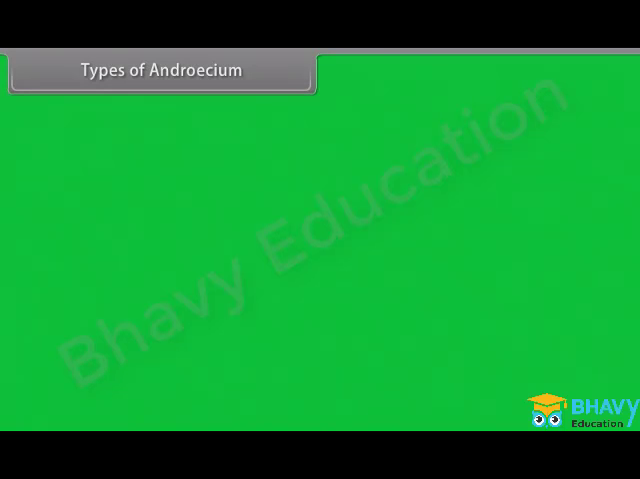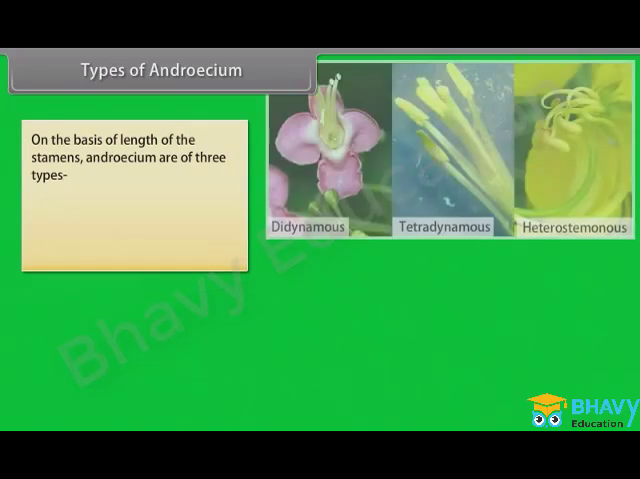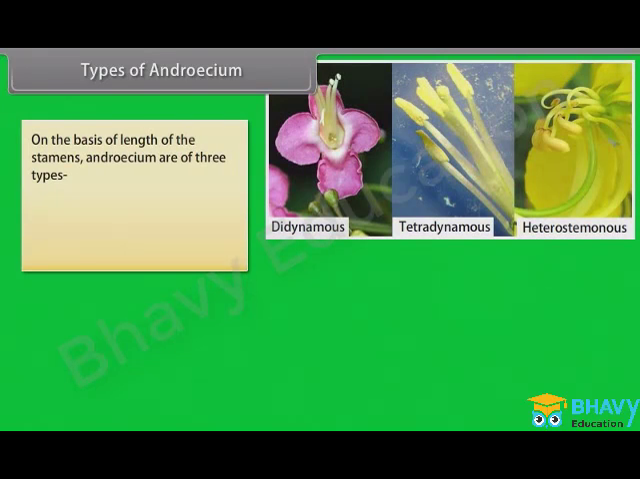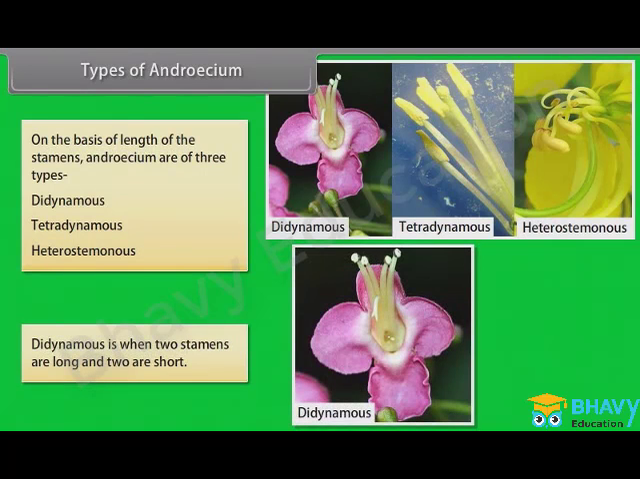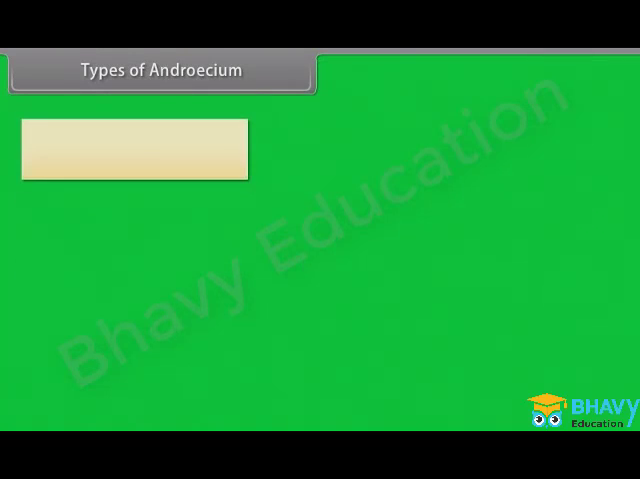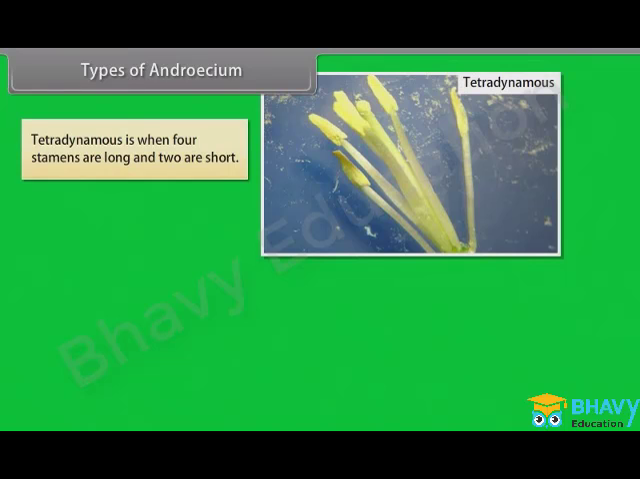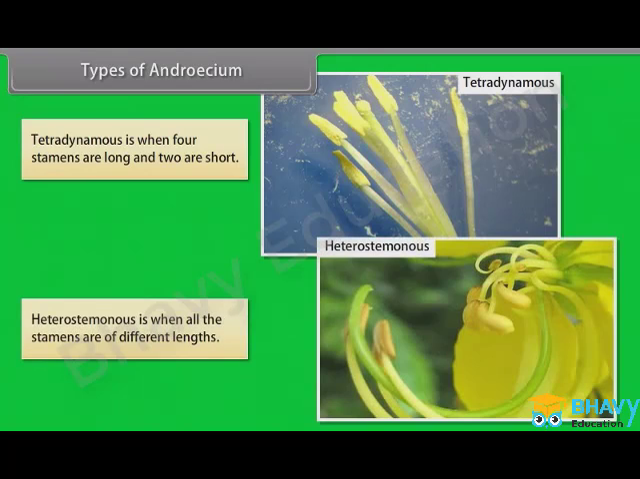Types of Androecium. On the basis of length of the stamens, Androecium is of 3 types: didynamous, tetradynamous, and heterostemonous. Didynamous is when 2 stamens are long and 2 are short. Tetradynamous is when 4 stamens are long and 2 are short. Heterostemonous is when all the stamens are of different lengths.